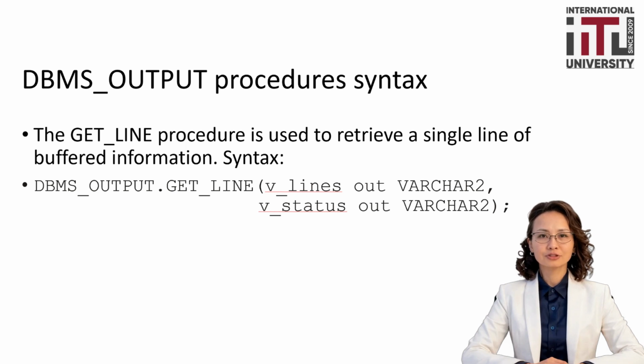The GET_LINE procedure retrieves a single line of buffered information. It uses the syntax DBMS_OUTPUT.GET_LINE(line OUT VARCHAR, status OUT INTEGER). This allows for efficient handling of output in PostgreSQL by capturing one line at a time.